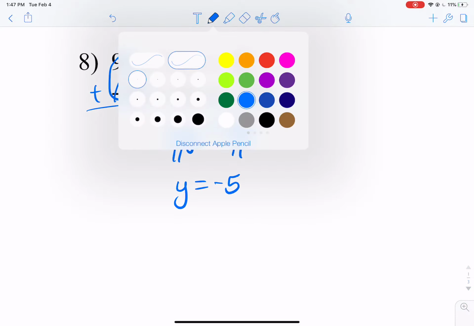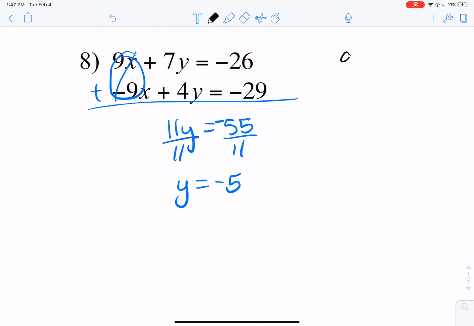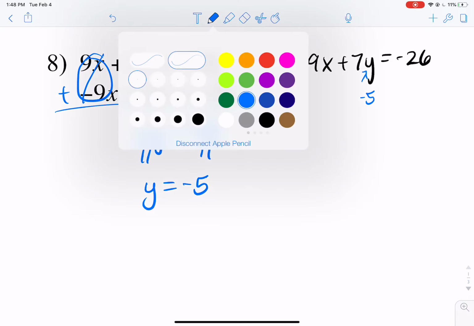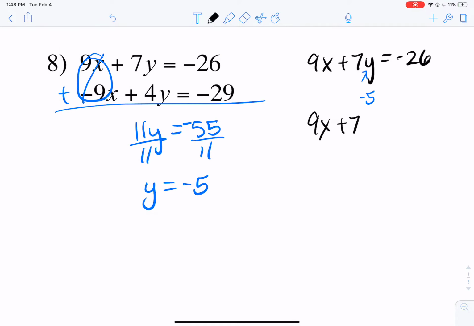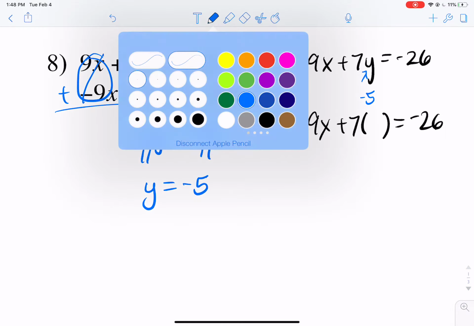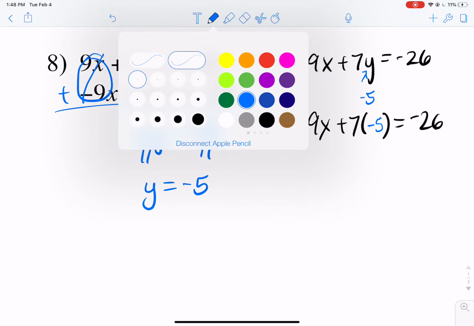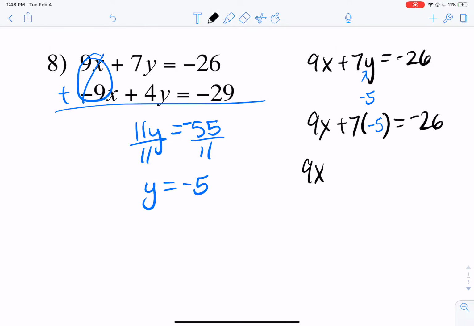Now, the x value now. So again, top equation, 9x plus 7y is equal to negative 26. I'm going to replace the y value since y is equal to negative 5. That's going to be a negative 5 right there. So 9x plus 7 times the y value is equal to negative 26. So let me write in that negative 5 in there. And when I multiply those two numbers, the 7 and the negative 5, bring down the 9x, this right here is going to give me negative 35. So I'm going to add 35.